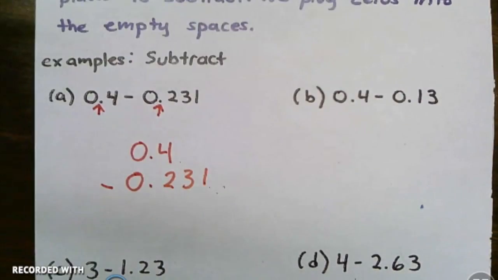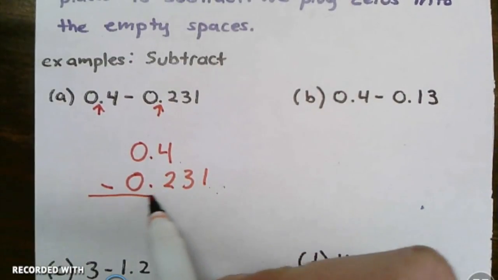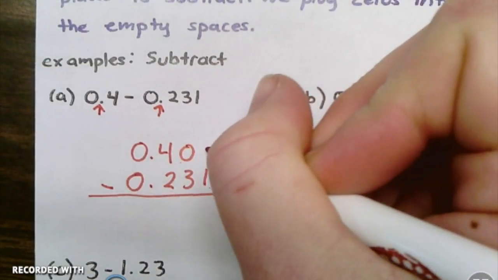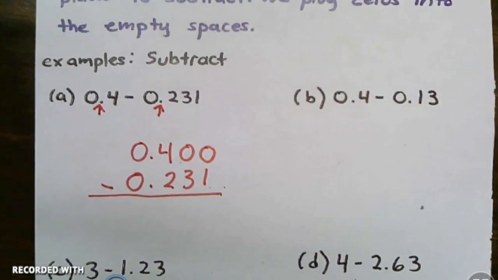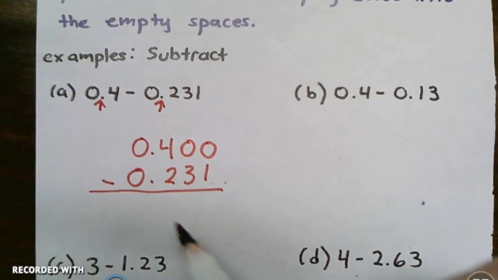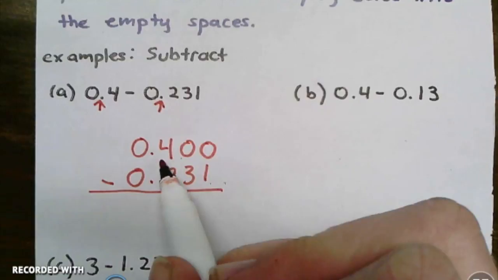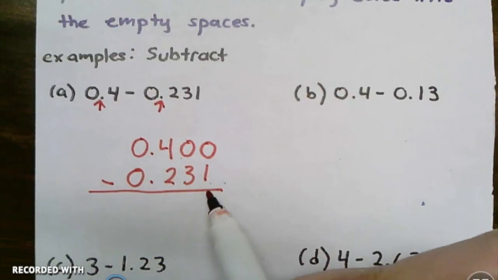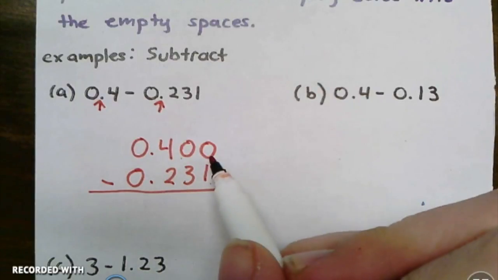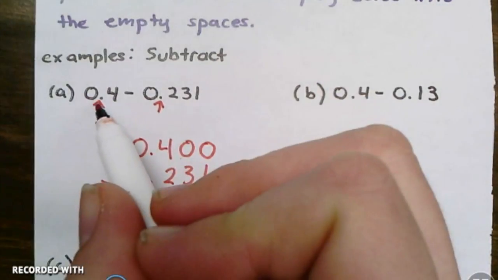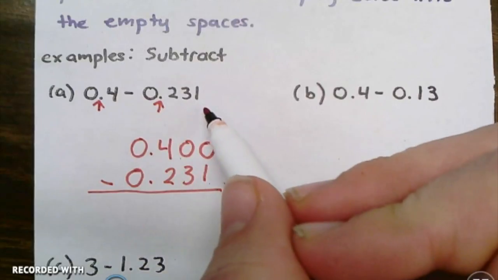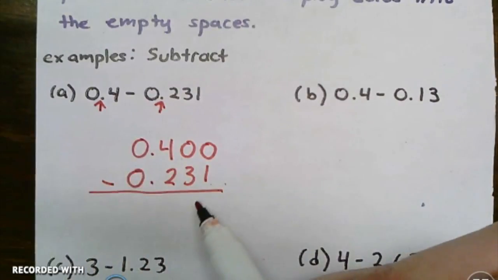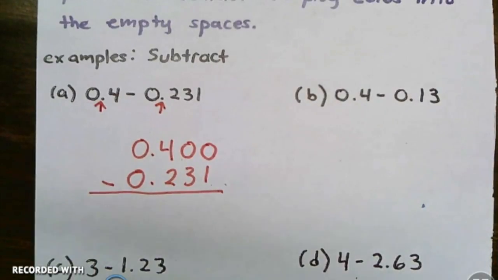0.231. Now if I was comparing these numbers, we've already done this to compare where I've added in zeros to give them the same amount of place values. So if I was comparing these decimals, I would say, okay, now that they both have 3 decimal places, 400 and 231, obviously 400 is bigger, and so 0.4 is bigger than 0.231, even though 231 would be bigger than just 4, right? So we've learned all the background for this.